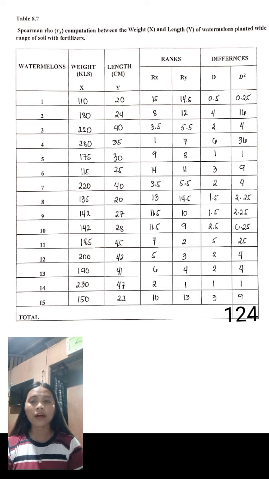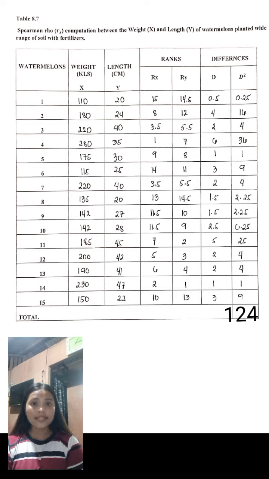The next one, watermelon 8, has 13 as our X and 14.5 as our Y, and their difference is 1.5. The next one is watermelon 9. For the Rx, we have 11.5 and 10 as our Ry, so their difference is 1.5 still. And for watermelon 10, we have 11.5 as Rx and 9 as our Ry, so their difference is 2.5. And the next one, we have watermelon 11.